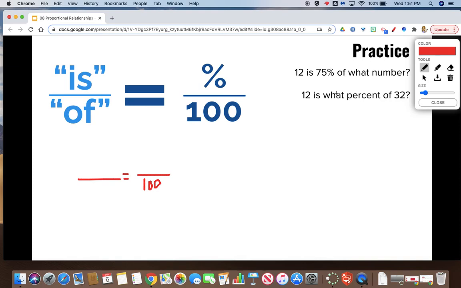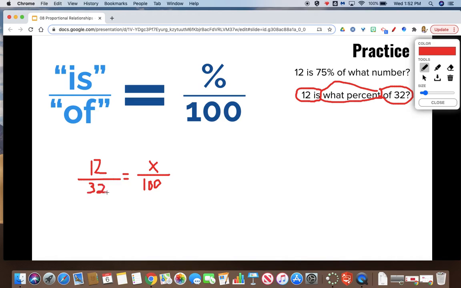When I go to look for my percent, I notice I don't see a percentage sign, and I see this, what percent? That means we're missing the percent if we don't see that percentage sign and we see what percent. That means we should have an is, a part, and an of, a whole. So let's look for those. 12 is, there's my part, it's going to go up on the left. Next I see at the end of my sentence of 32. That's my whole because I see that word of.